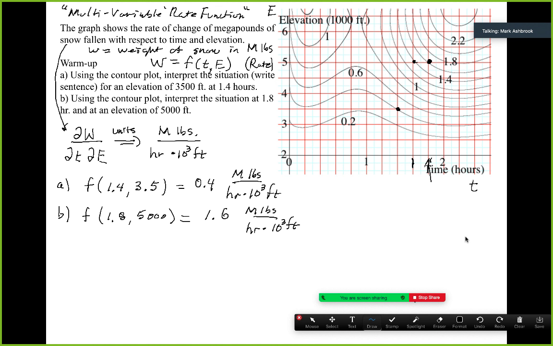Okay. So that's just reading it. So now how do we use this? We use it the same way, right? This is a rate of change. So rate of change can help us find what changes in the dependent variable. In this case, changes in weight.